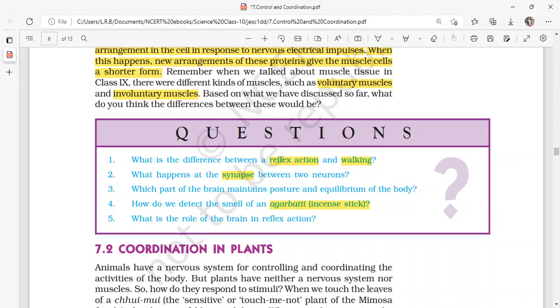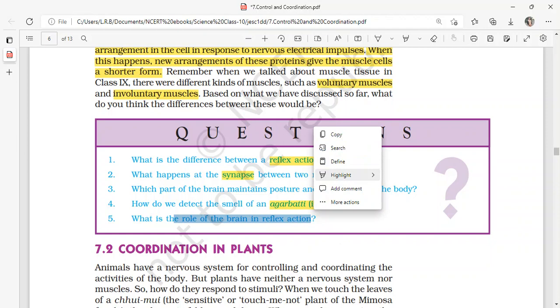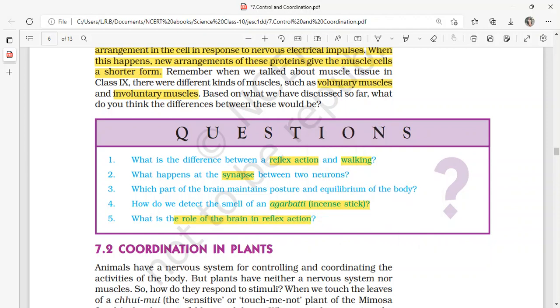What is the role of the brain in reflex action? There is no significant role of the brain in reflex action, because the action is taken up by the spinal cord. From the receptor to the spinal cord, and from the spinal cord to the muscle for the action or effect, it is done without the involvement of the brain.